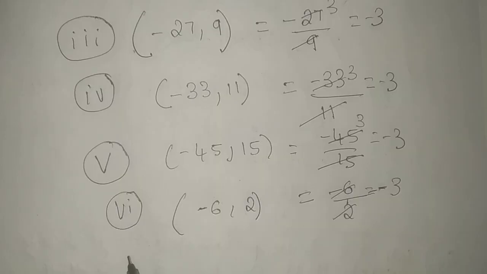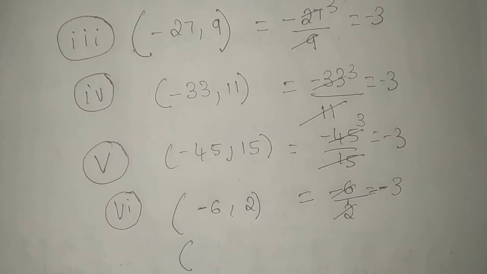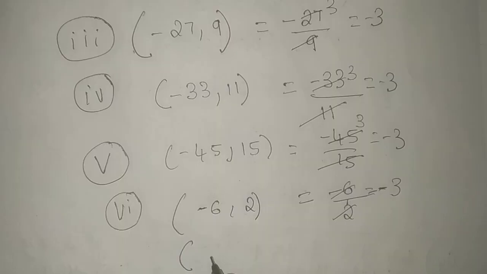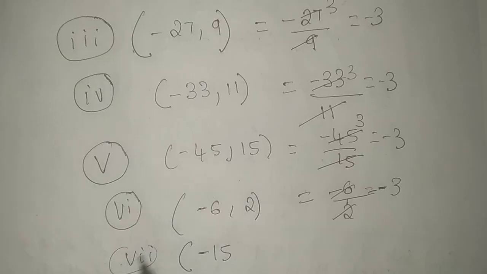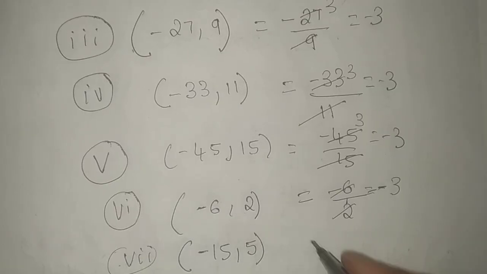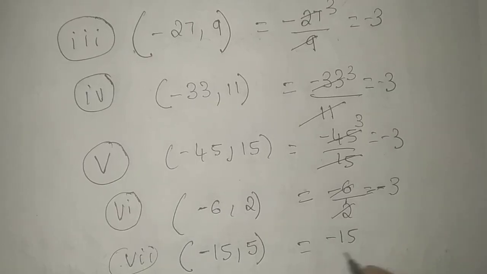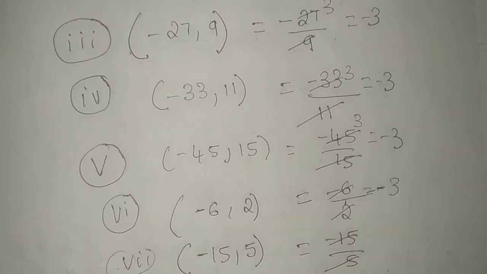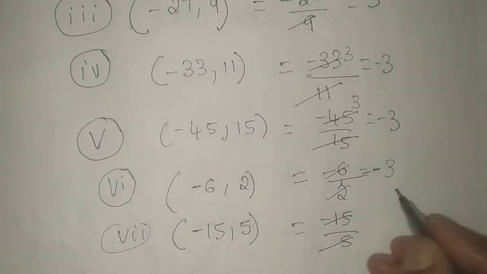Again, if you take one more pair, 5 means minus 15, another one. Minus 15 and 5. 5 ones are 5, 5 threes are 15. So minus 15 by 5. 5 ones are 5, 5 threes are 15.